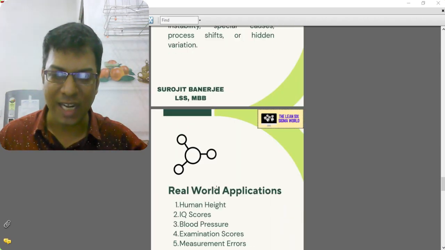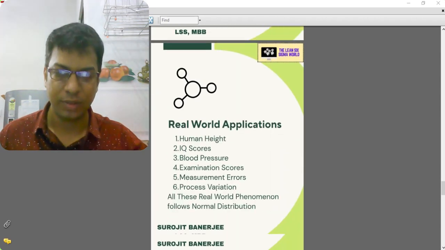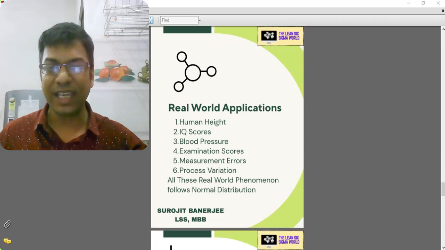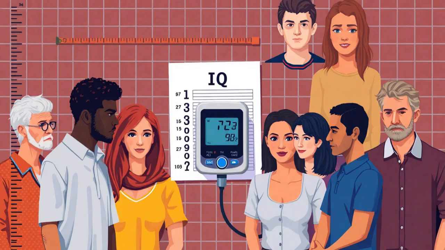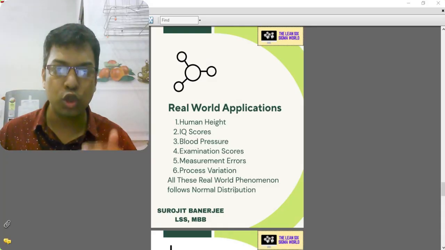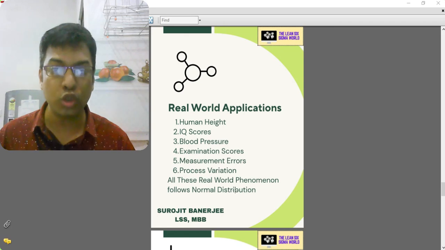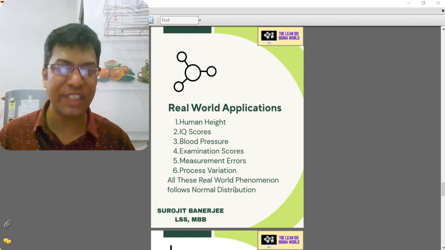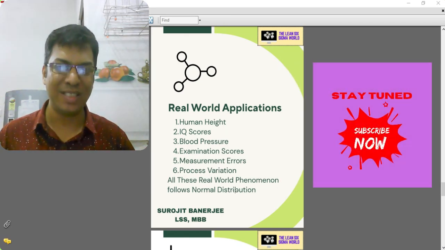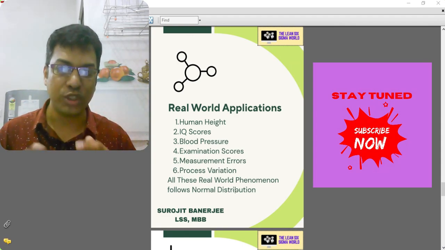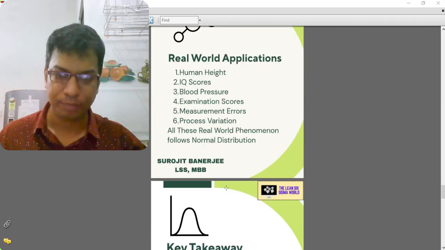Now we need to understand some real world applications. These are some real world applications, like human height, where you can use normal distribution. IQ scores, you can go for normal distribution. Blood pressure variations, you can go for normal distribution. Examination scores, measurement errors, and process variation, you can go for normal distribution. These are real world phenomena which follow the normal distribution.